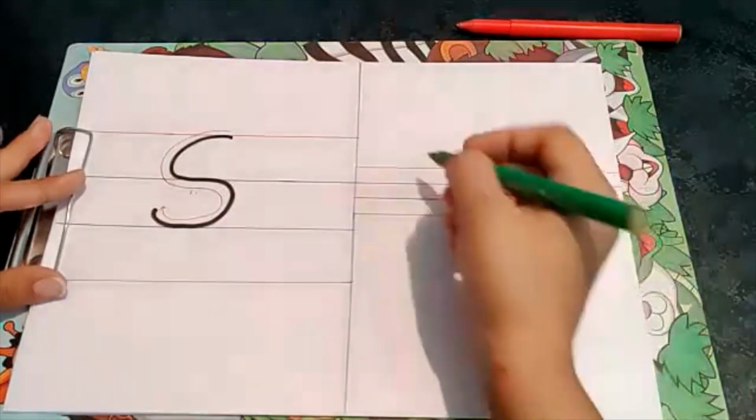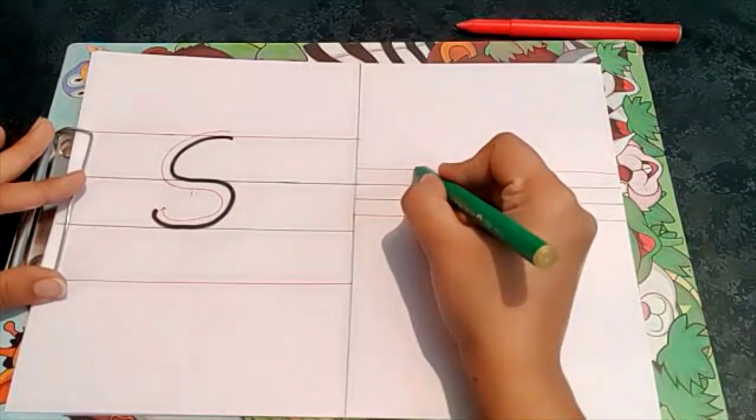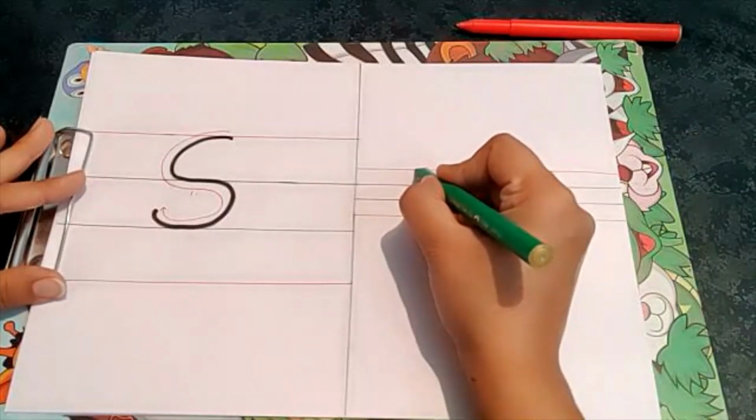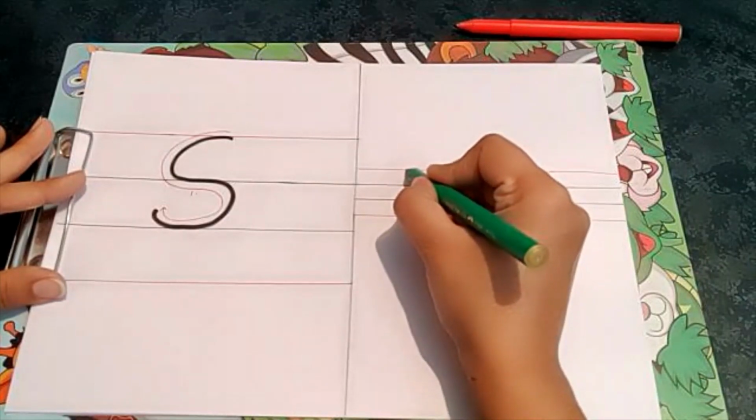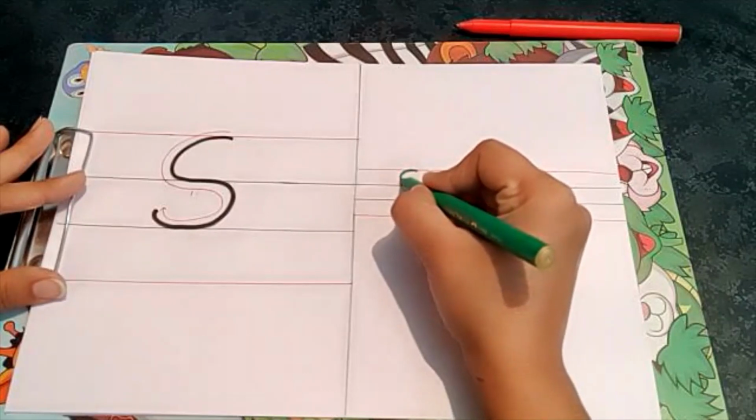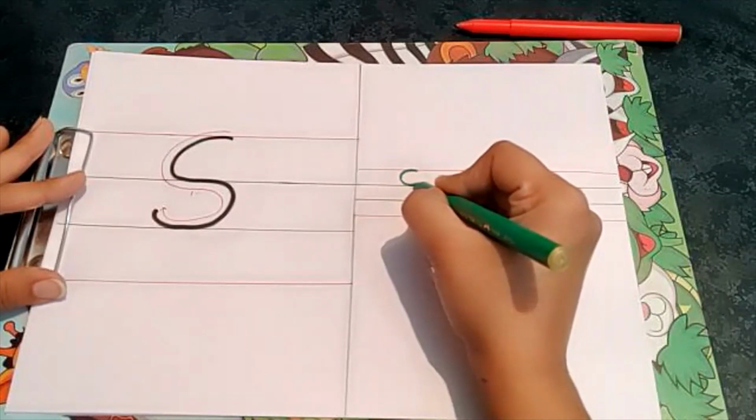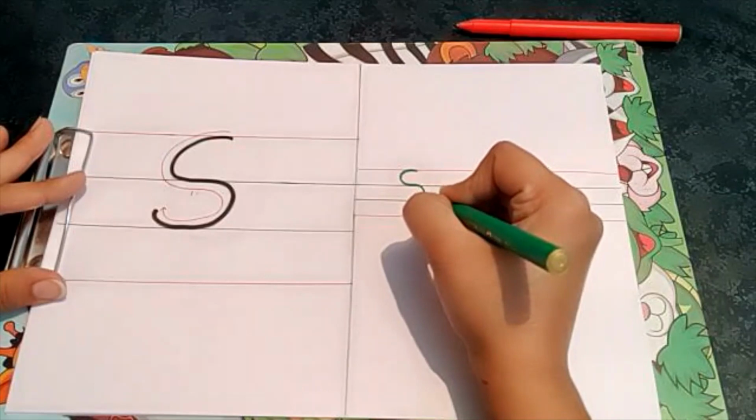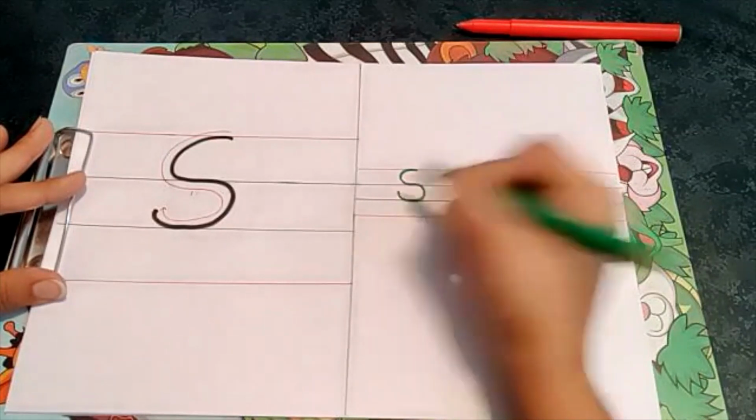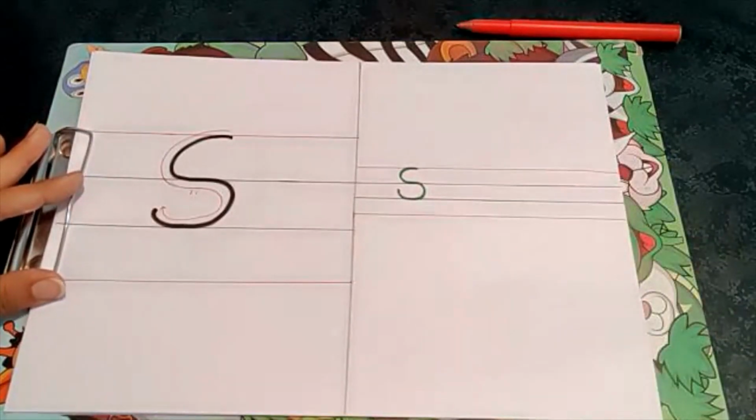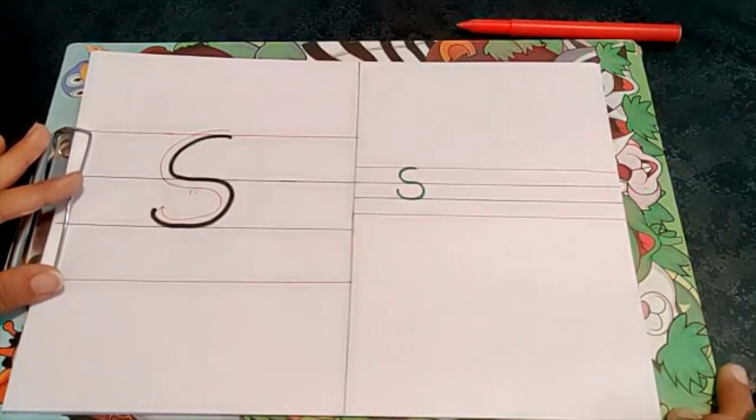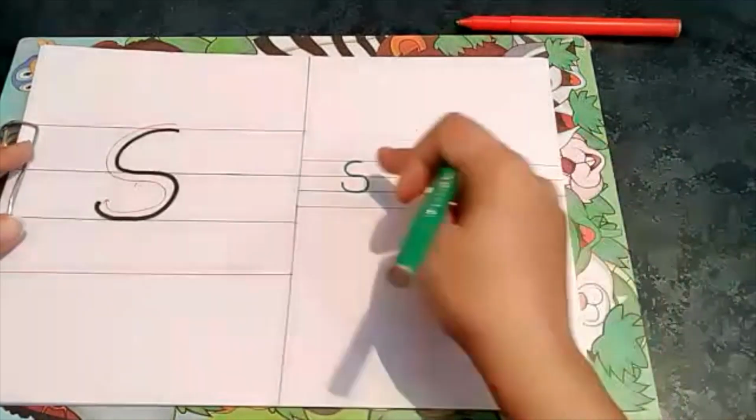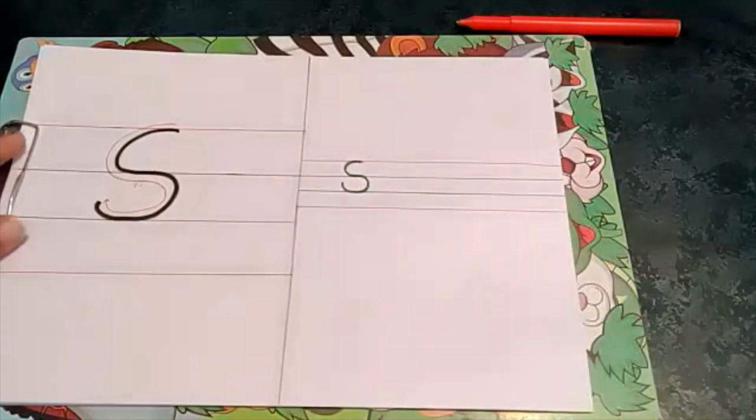Let's try it. For letter S, we have to go with the curve like this from the pink line to the black line, and then we have to twist and go like this. Another curve. Letter S. S for snake. And this is the shape of a snake only. See?